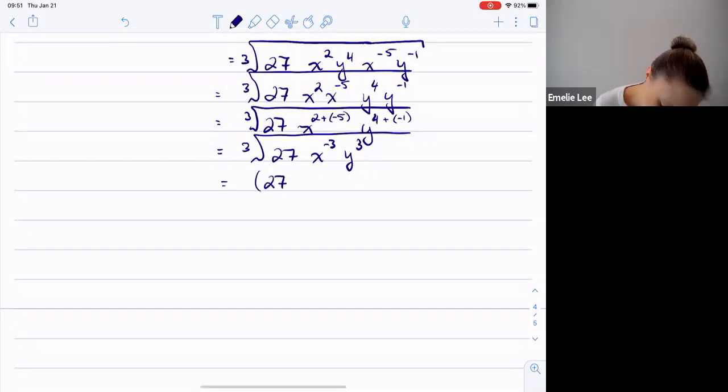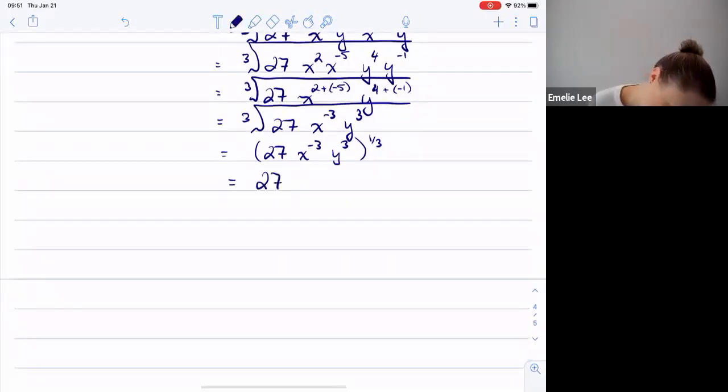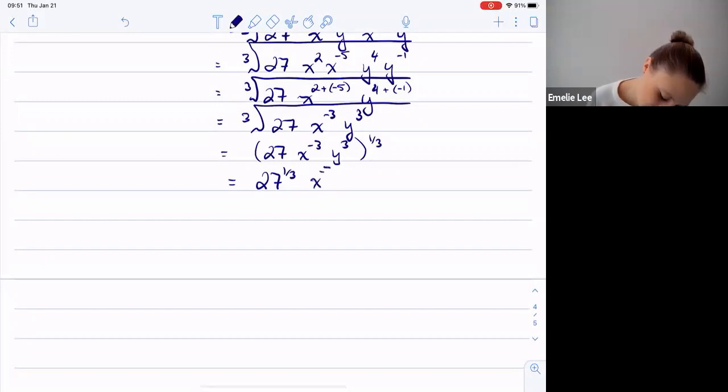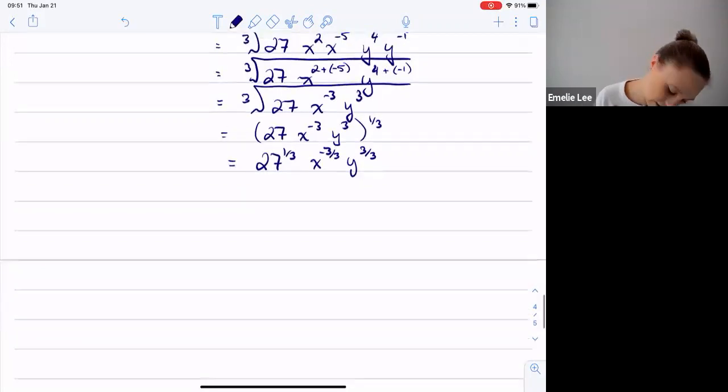Okay, so I'm going to rewrite it with the exponent. So 27x to the negative 3 times y to the power of 3, to the power of 1 over 3. Now I can bring in this exponent because I'm just multiplying across, right? If you're multiplying or dividing, you're allowed to bring it inside. Otherwise, no, you can't. So this becomes 27 to the 1 over 3, which again, I'm going to check on my calculator to see if it becomes a nice number. And then x to the negative 3 over 3, and then y to the 3 over 3. All right, just skipping minor steps there, but hopefully we're okay with that.